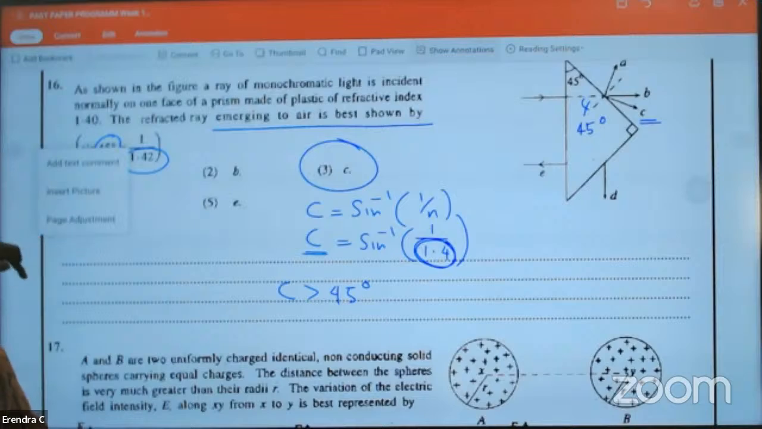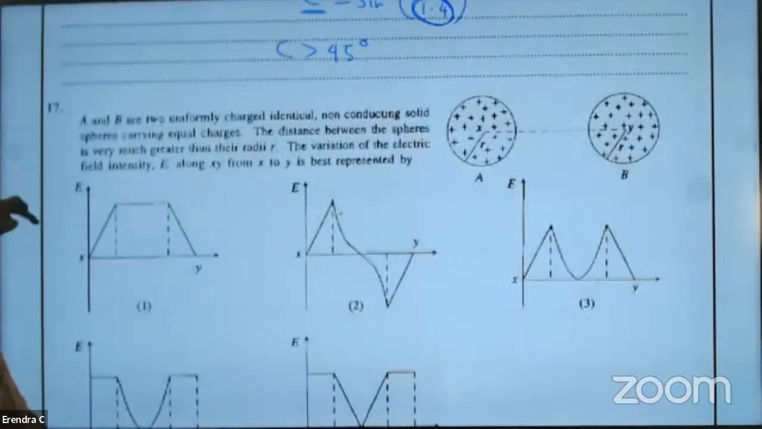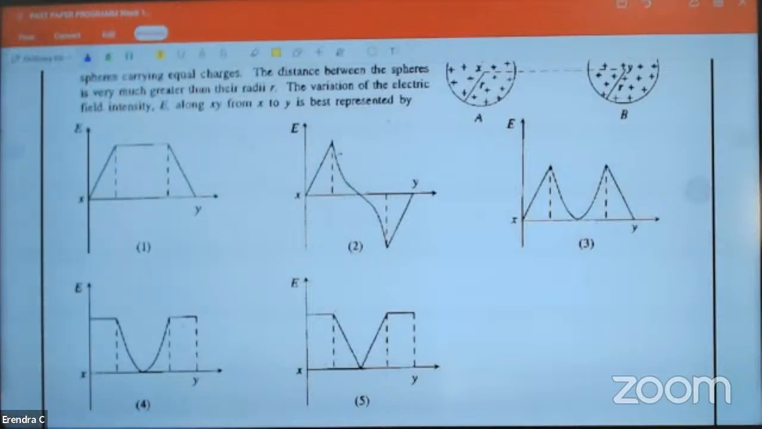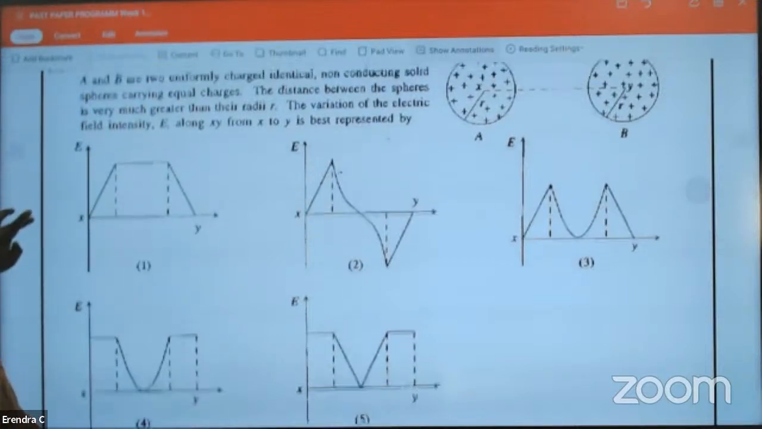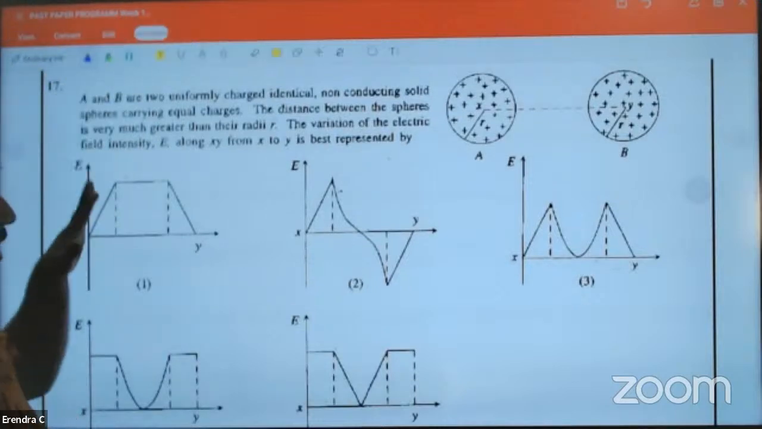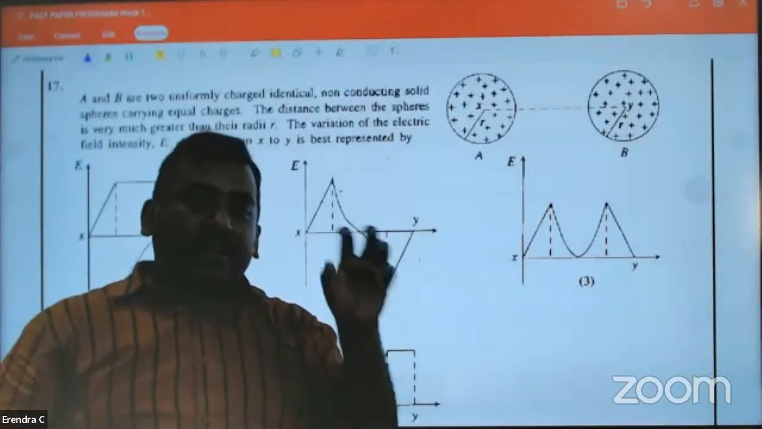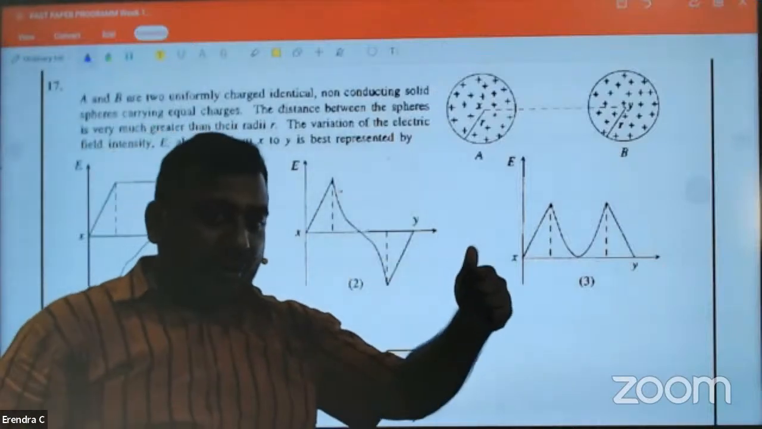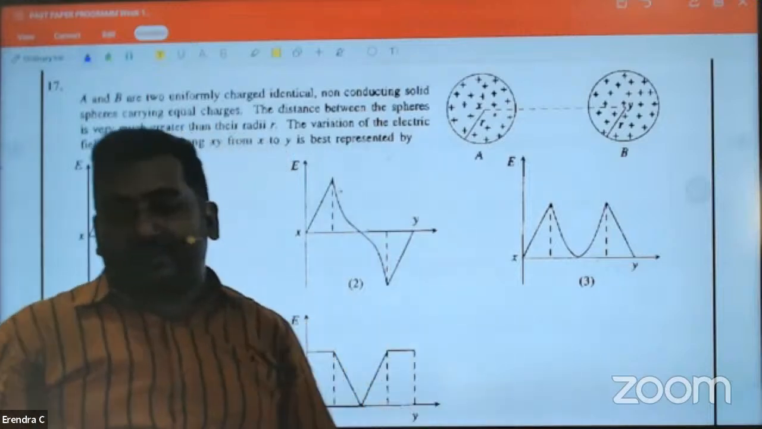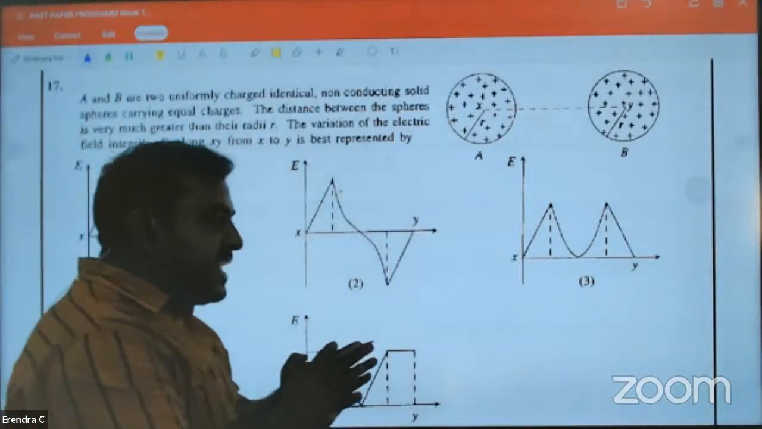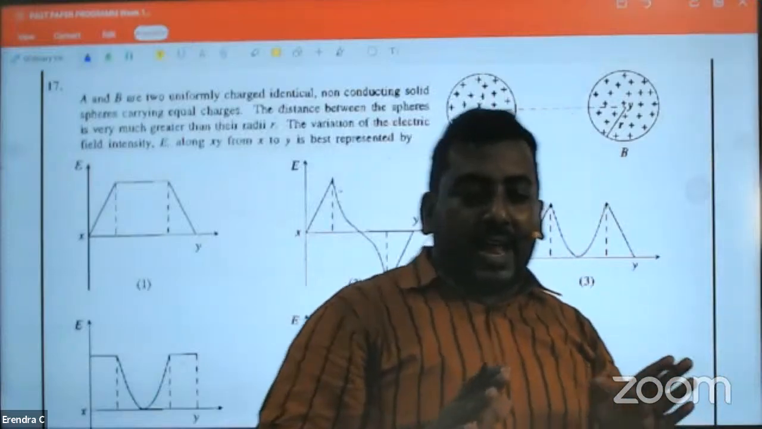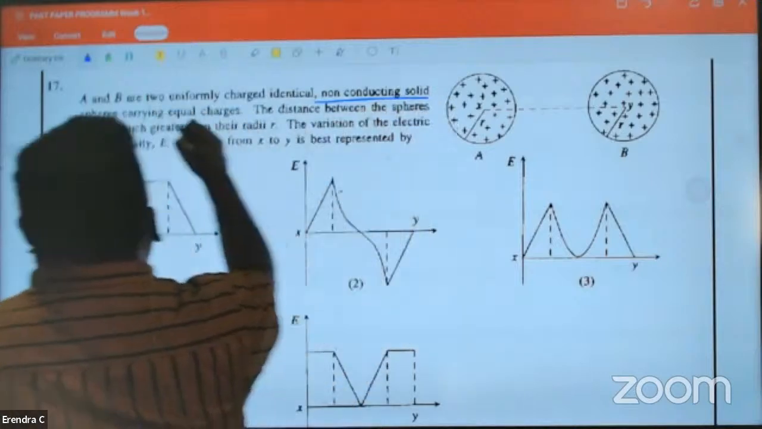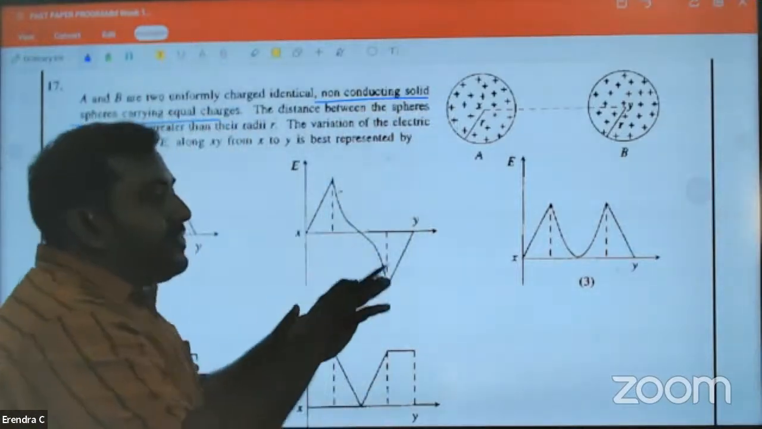You can see some small trick is given. What are they saying here? Now, this one, wherever you study, they would tell this is not there in the syllabus now. But I have taught you why it's not in the syllabus as well. So since this is done already, I'll just give you a small hint. This is a non-conducting solid sphere carrying charge. This is not there in our syllabus.